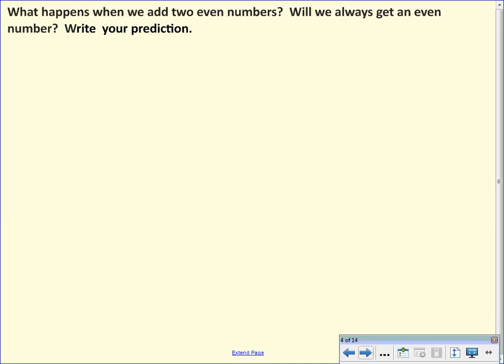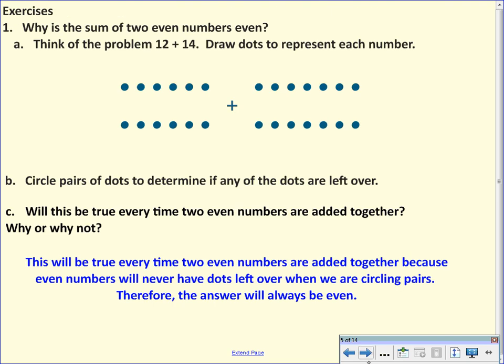You're going to make your own prediction now. What happens when we add 2 even numbers? Will we always get an even number for our sum? Write down your prediction now on your paper. When I add an even number plus an even number, will my sum be even? Make a prediction, yes or no. You just made a claim, so now let's try to prove our claim, whether that's true or false.